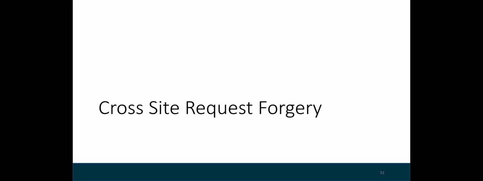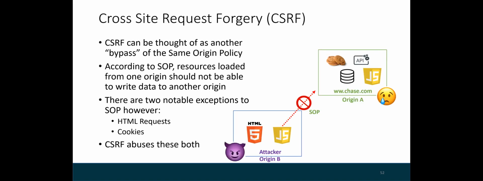All right, so that's cross-site scripting. The next vuln I'm going to talk about is CSRF, or cross-site request forgery. You can think of CSRF as another bypass of the same origin policy. As we know, with same origin policy, an attacker in origin B should not be able to write anything to origin A. But there are two big notable exceptions to same origin policy, and those are HTML requests and cookies. CSRF chains both of those together to bypass the same origin policy.